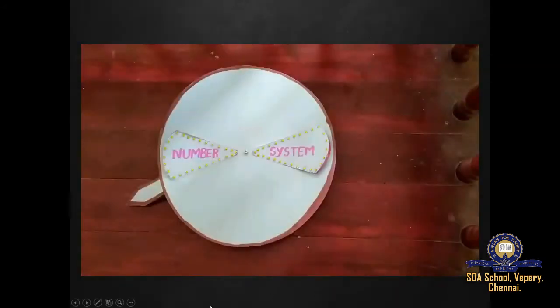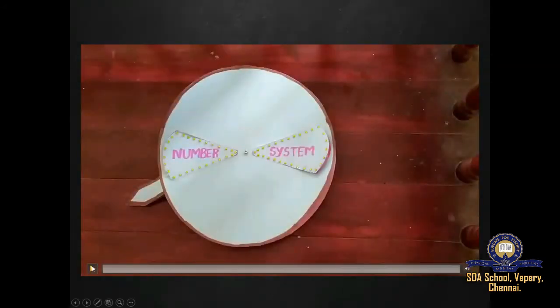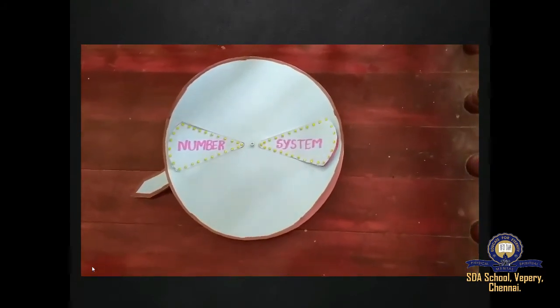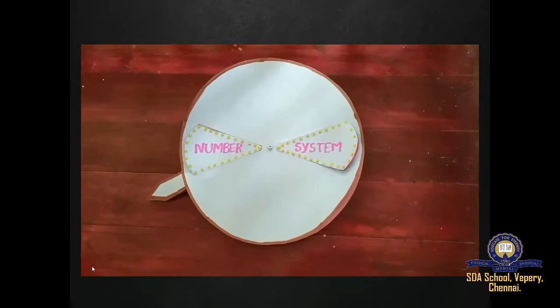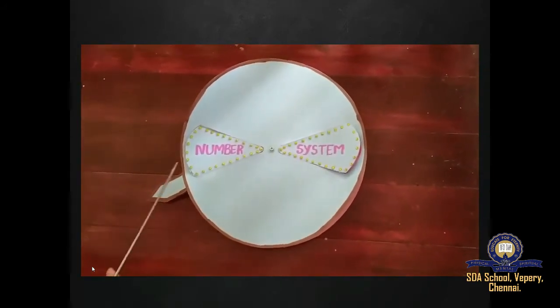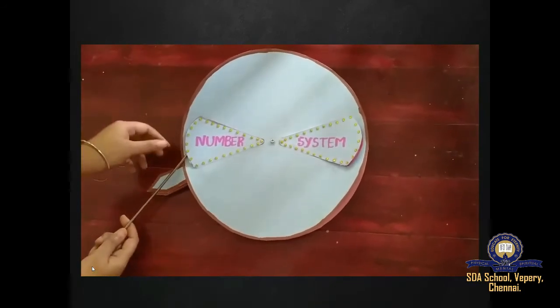We have some recapitulation of the previous session. All of you ready? Number system. A number system is a set of values used to represent different quantities. We have seen 4 types in number system. What is the first type?